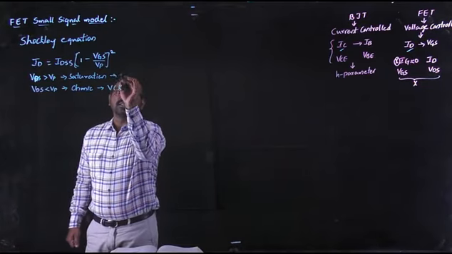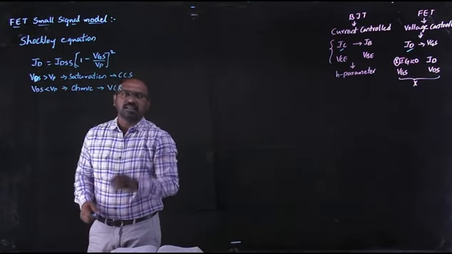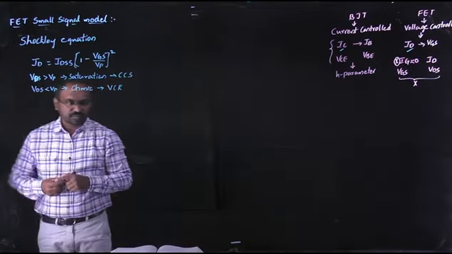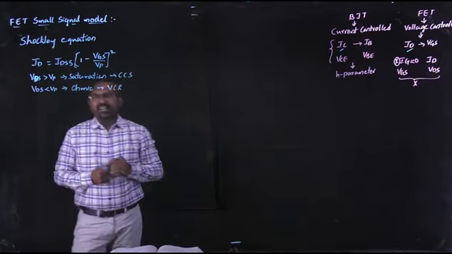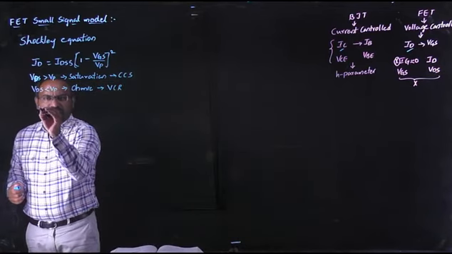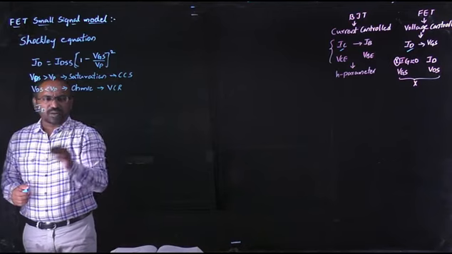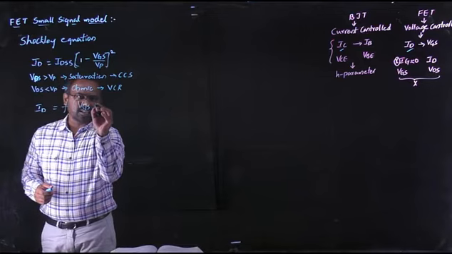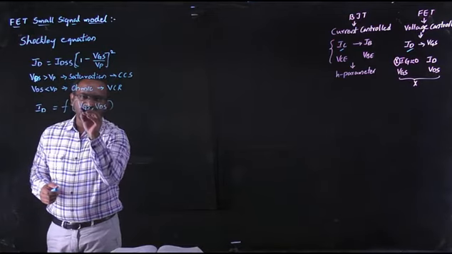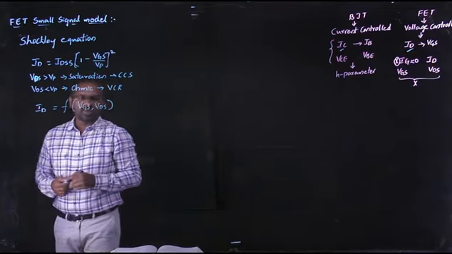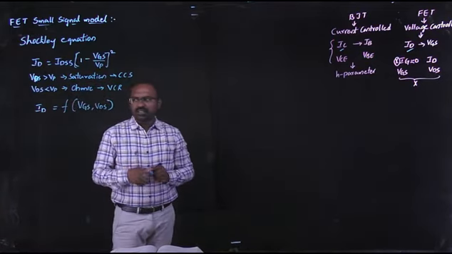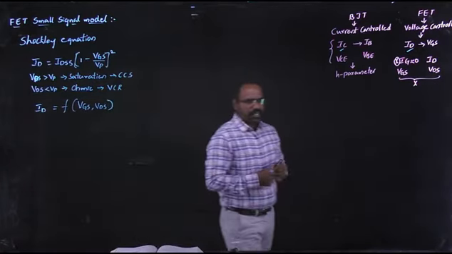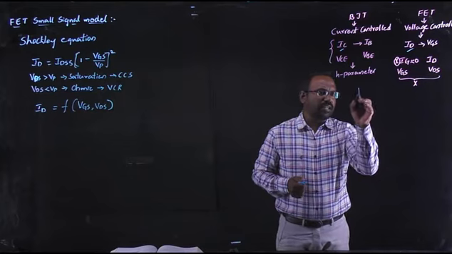And in the saturation region, it is going to work like a CCS, constant current source. This is a voltage controlled resistor. And generally, the output current ID depends upon two parameters. So I can write ID is a function of VGS as well as VDS. We have already seen how these two are going to affect the ID value.